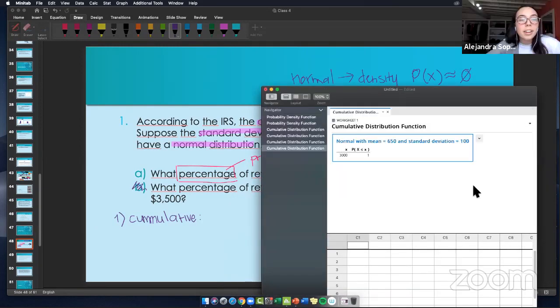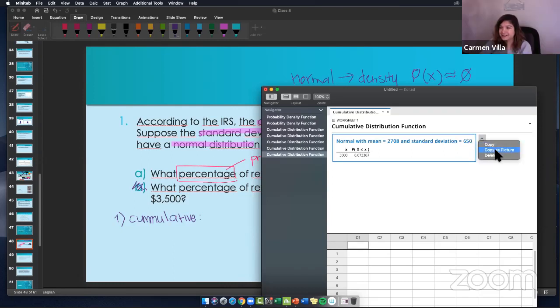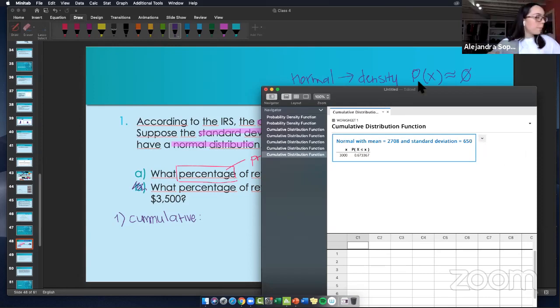Teacher, le quería decir que la pantalla de Margot se trabó. Por eso no le contestó. Okay. Is she back now? Sí, ya. Creo que sí. Okay, super.